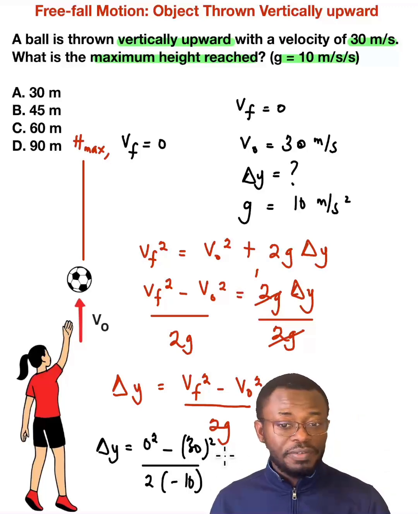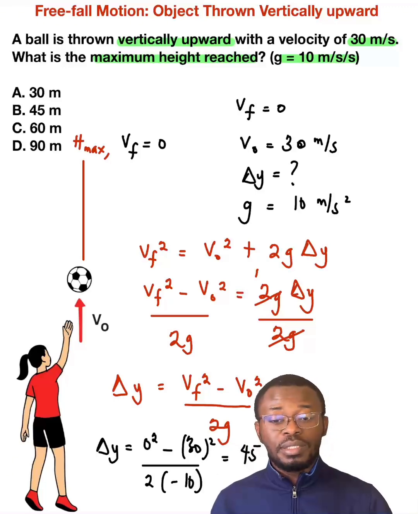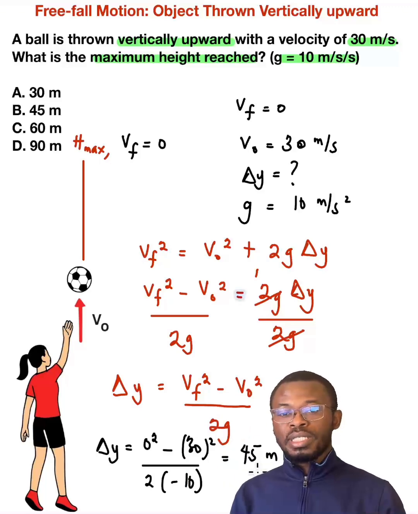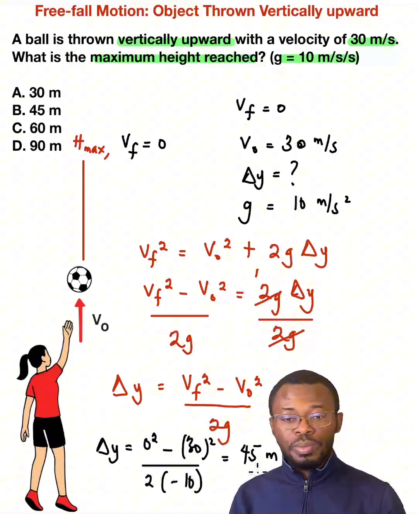And then if you simplify this, you can take your time and do the calculation. This is going to give us negative 900 divided by negative 20. And that is going to give us positive 45. And the unit for displacement is the meters. And this gives us the displacement, or the maximum height, reached by this ball when it is thrown vertically upwards with some initial velocity, which is v0. The physics we can learn from this also is that how high the object goes depends on the initial toss velocity.